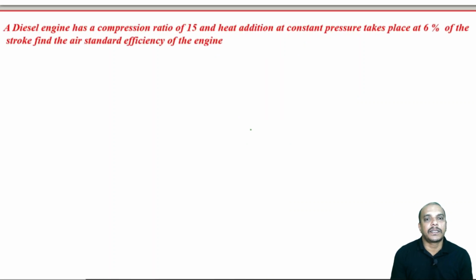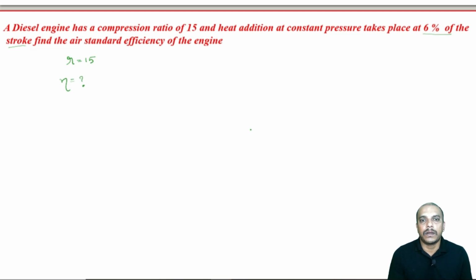In this video, let us take a problem on the diesel cycle. Let us read the problem. A diesel engine has a compression ratio of 15. So, the value of R is given, compression ratio is 15, and heat addition at constant pressure takes place at 6% of the stroke. Find the air standard efficiency. Okay. So, we will have to write this mathematically.